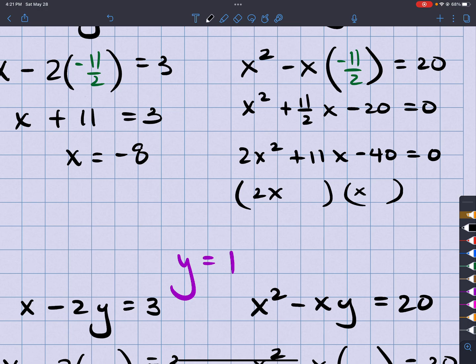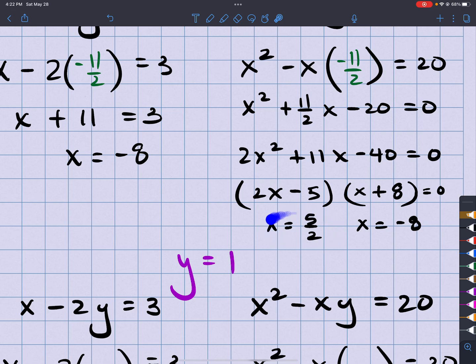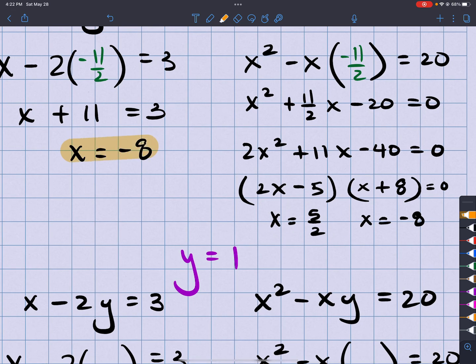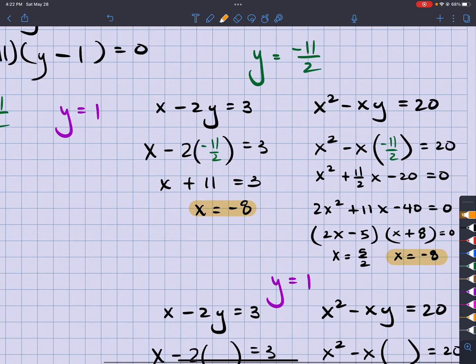Let me see here. 5 times 8. That will work. This is 8. This is 5. 2x times 8 is 16. That's going to be positive, and 5x is going to be negative, and that should work. So I'm going to have x equals 5 halves and x equals negative 8. So if you notice, the negative 8 does agree, but this does not, right? So I see this part right here, and I see this part right here. So with my y value being negative 11 halves, I'm going to have negative 8 comma negative 11 halves.